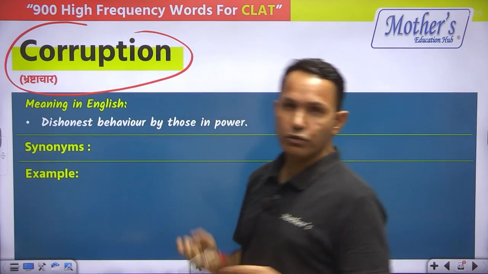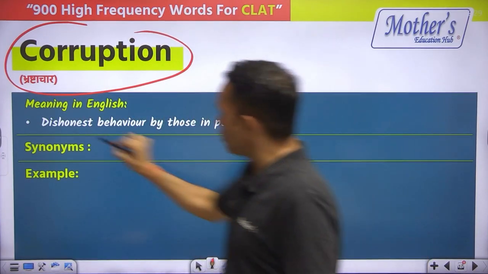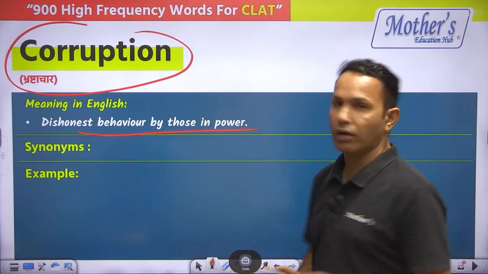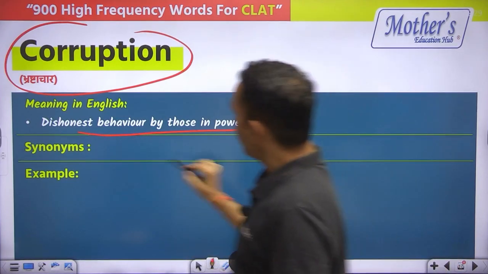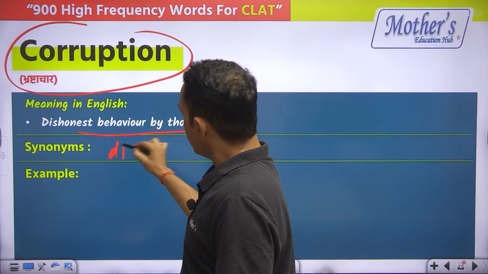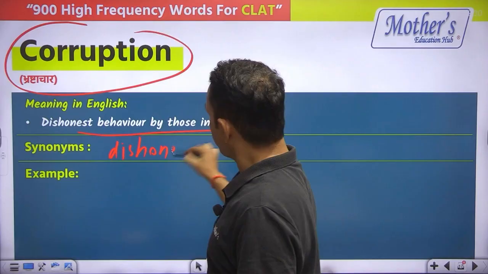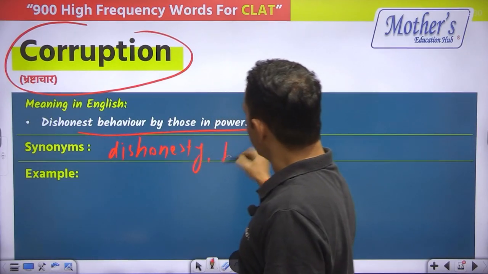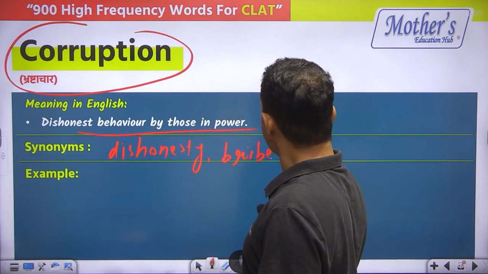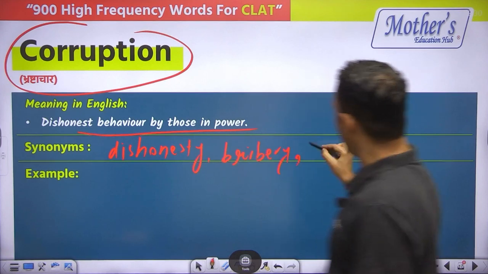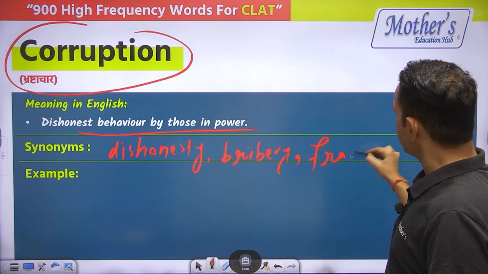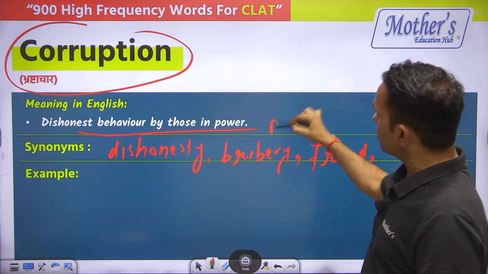A commonly used word, corruption. Corruption means dishonest behavior by those in power. The similar words are dishonesty, bribery, fraud, misconduct.